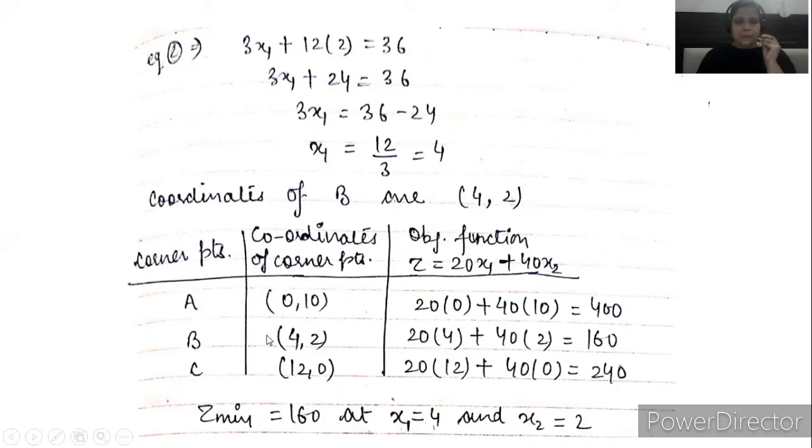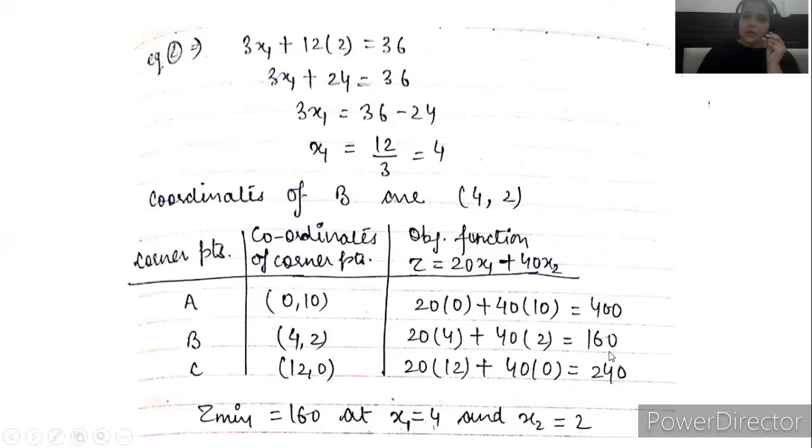At point B, the value of x1 is 4 and the value of x2 is 2. So in z, we'll put x1 is equal to 4, x2 is equal to 2 in the equation. Thus we get z is equal to 160. For point C, we have x1 is equal to 12, x2 is equal to 0. The value of z becomes 20 into 12 plus 40 into 0, which is equal to 240.